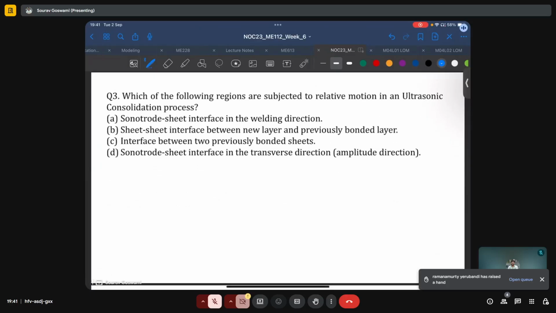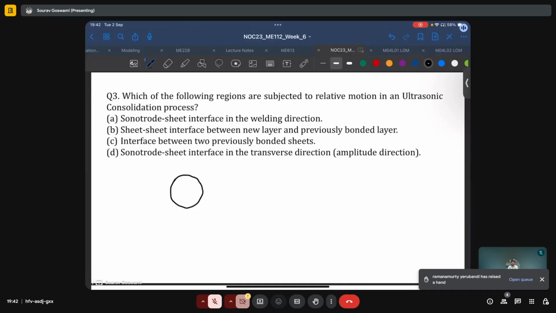The third question is asking us, which of the following regions are subjected to relative motion in an ultrasonic consolidation process? Is it the sonotrode sheet interface in the welding direction? Is it the sheet-sheet interface between new layer and previously bonded layer? Is it the interface between two previously bonded sheets? Or is it the sonotrode sheet interface in the transverse direction? Let us just draw a quick schematic which will help us identify all of these interfaces.